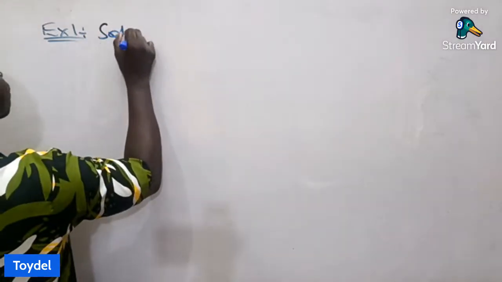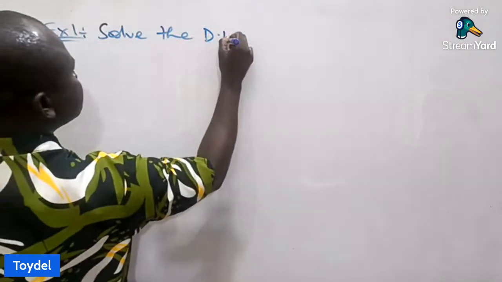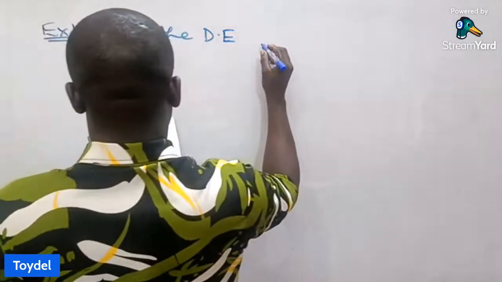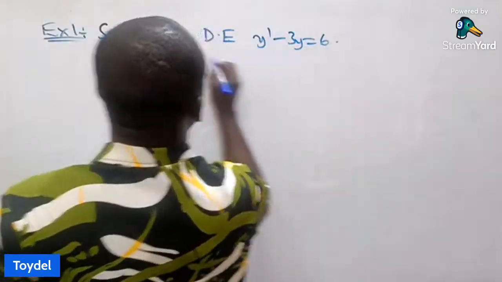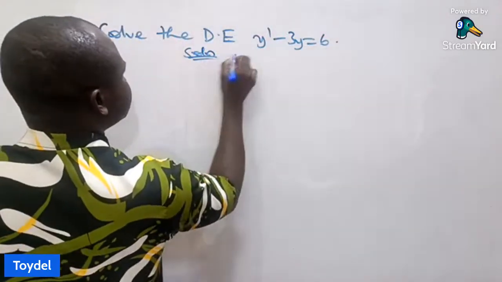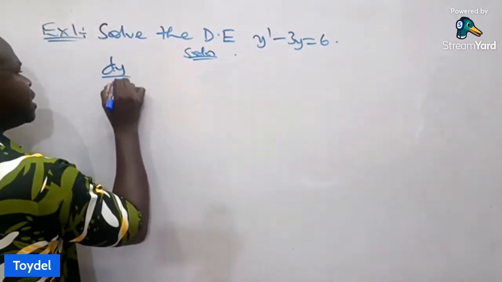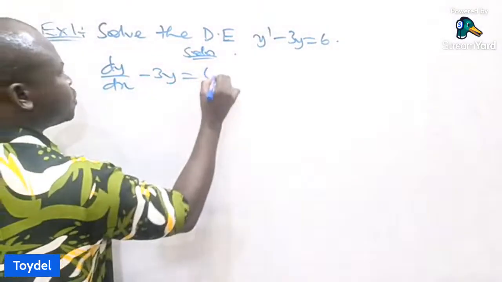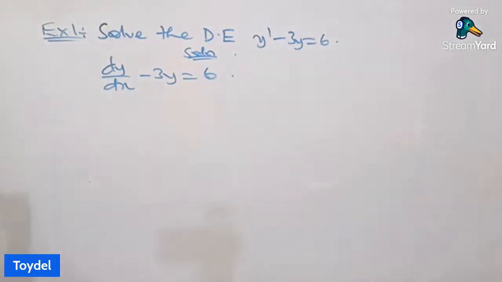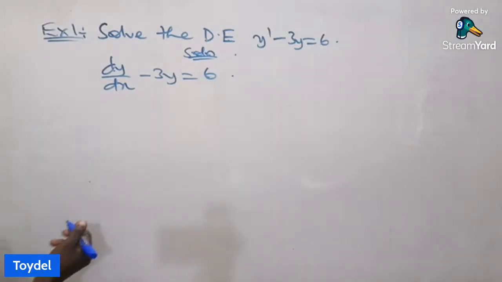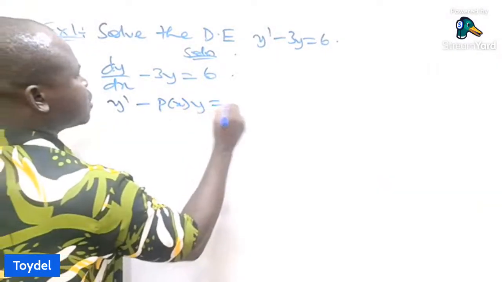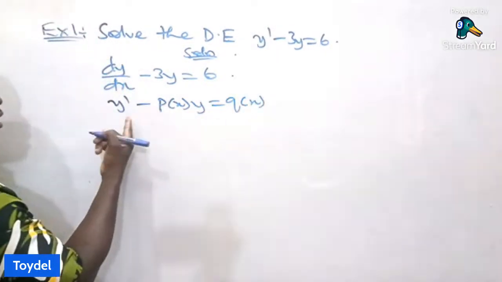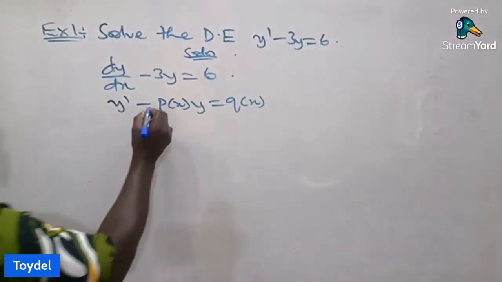Solve the differential equation. What is the equation? y prime minus 3y is equal to 6. So it's very simple. y prime is the same thing as dy dx, minus 3y is equal to 6. If you compare this with the general form of the differential equation, this is the same thing as y prime plus P of x y is equal to Q of x. This is the general form of the linear equation.